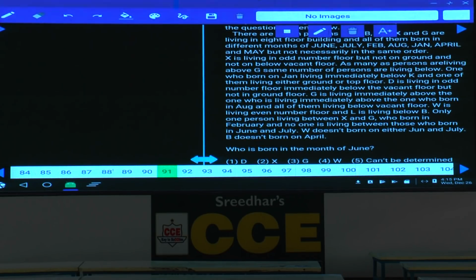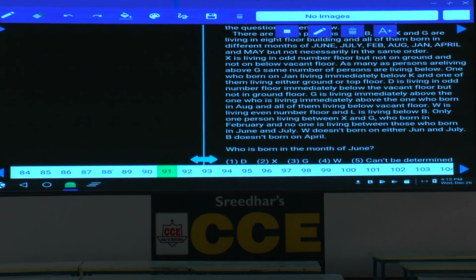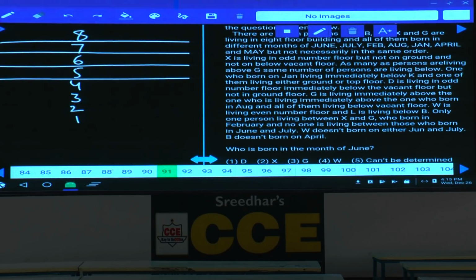Now first let us write down the floors here, 8. The floors are 8, 7, 6, 5, 4, 3, 2 and 1, the 8 floors. 7 persons are staying in these 8 floors. One of the floors among these is a vacant floor. Then condition number 1.